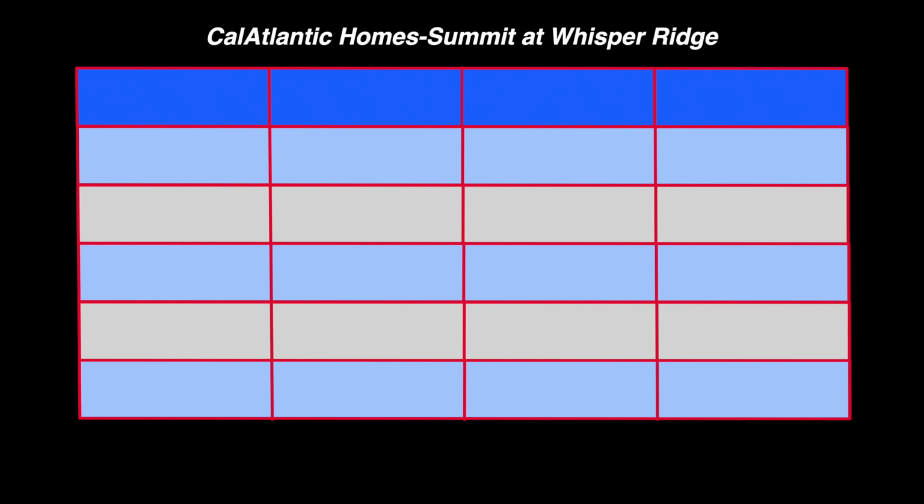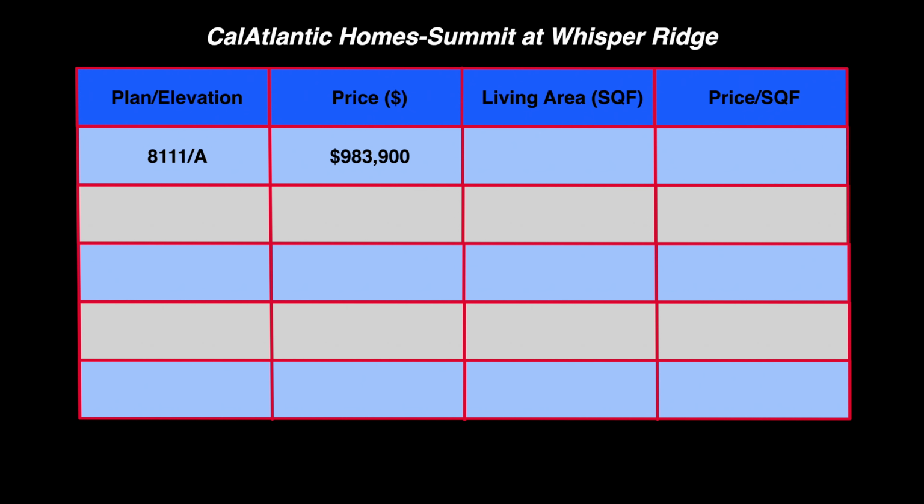Let's start by creating a table of the CalAtlantic model home information. If you're doing this at home, you most likely will use a spreadsheet application like Microsoft Excel. In the first row are the column labels. Since we want to make everything the same, only use Elevation A. Populate the rows with the model home information. Model 8111 Elevation A has a base price of $983,900 and a living area of 3,436 square feet.